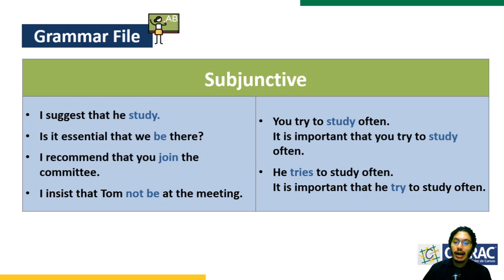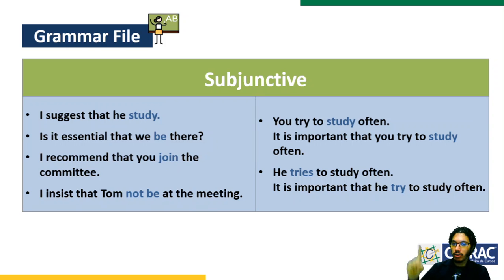Aí aqui a gente tem as diferenças aqui em cima. Vamos dar uma olhada. Então, a gente tem aí, you try to study often. Você tenta estudar frequentemente. E aí, quando a gente põe o subjuntivo, it's important you try to study often. É importante que você tente estudar frequentemente. Ok? He tries to study often. Ele tenta estudar frequentemente. It is important that he try to study often.